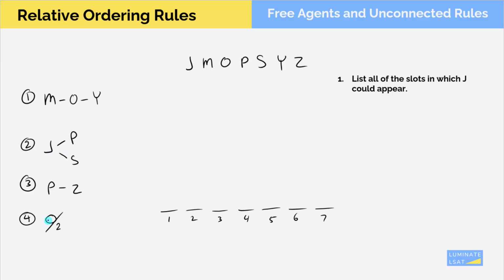In addition, O can't go in 2, and that's something I'd also want to write directly onto the O in my diagram like this. So hopefully you came up with something similar to this.